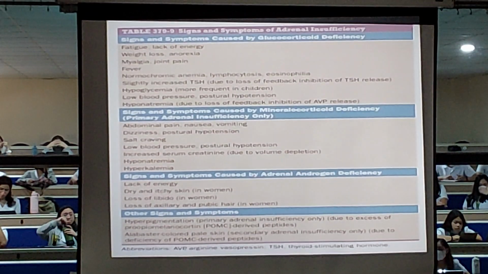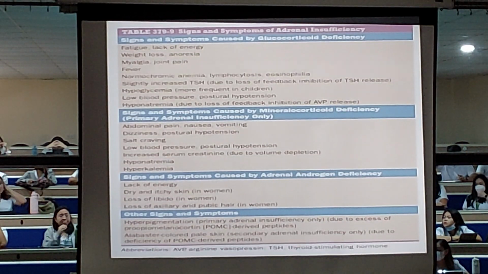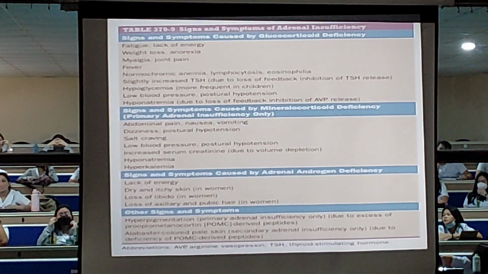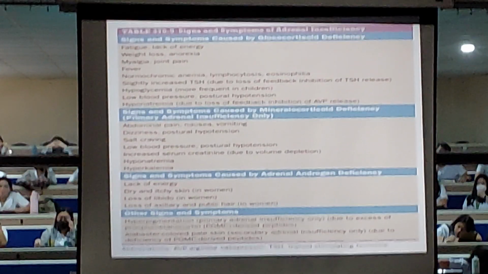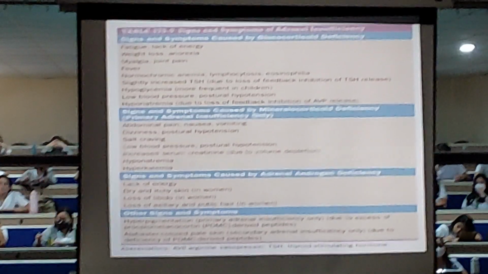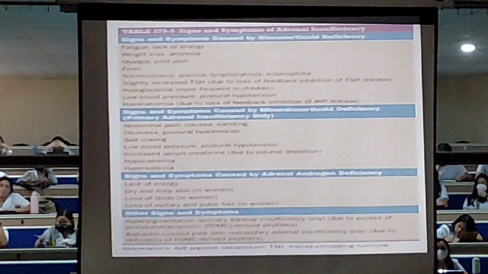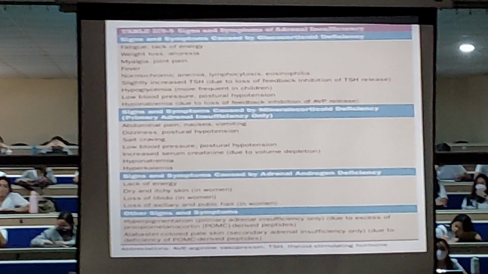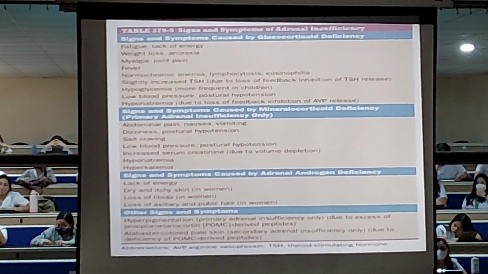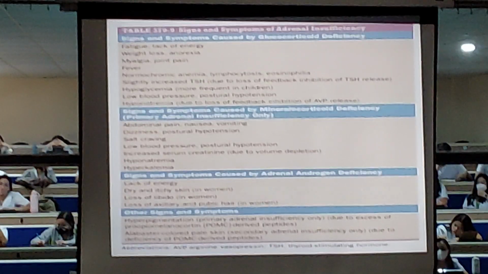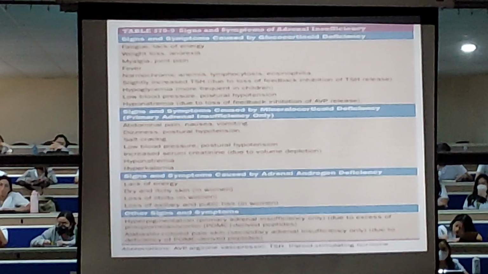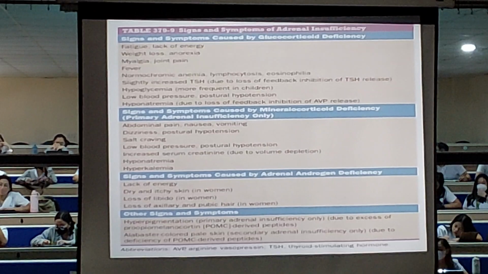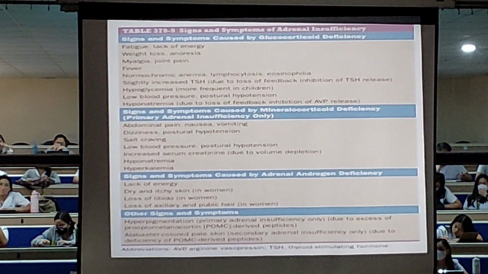When you are suspecting patients having adrenal insufficiency, you need to check the blood pressure in supine and sitting position. A difference of 20 millimeters mercury from supine to sitting position would suggest that your patient is having orthostatic hypotension. This is a common manifestation of patients with primary adrenal insufficiency.